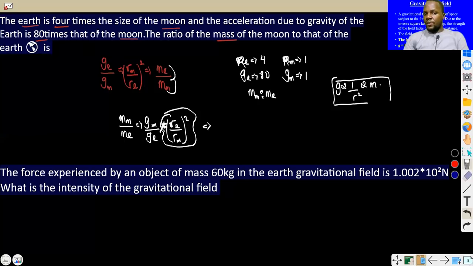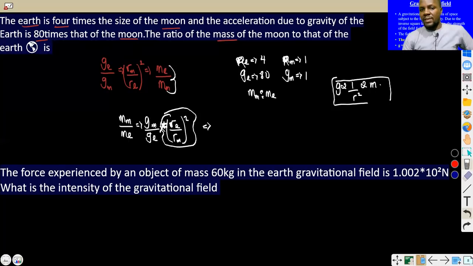The earth is 4 times the size of the moon. Size I take it in terms of radius. So that means if earth is 4, then moon is 1, because 1 times 4 is going to give you 4. Then the other one, acceleration due to gravity, which is g, was given to be, they said, earth is 80 times that of moon. So if earth is 80, then moon will be 1, because 1 times 80 will give you 80.